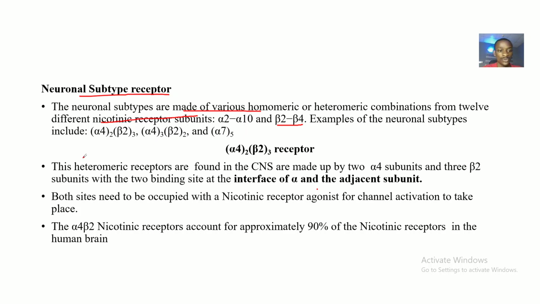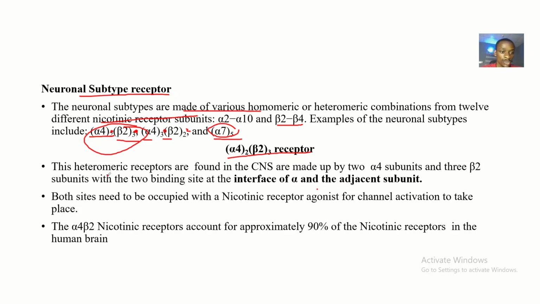Examples of neuronal subtype include what? It could be alpha 4 and beta 2 combined. It could be alpha 4 subunit 2, beta 2 subunit 3, or alpha 4 subunit 3, beta 2 subunit 2. It could be alpha 7. This means that alpha 4 there are 2 of it, and beta 2 is 3 of it, combining to form the pentameric structure. Then here you could have only alphas, alpha 7, with 5 of them forming the pentameric structure. So alpha 4 in 2 places, and beta 2 in 3 places, combining to form the pentameric structure.